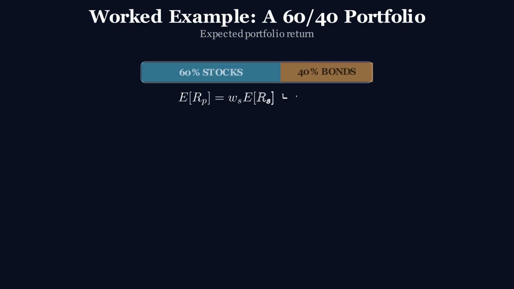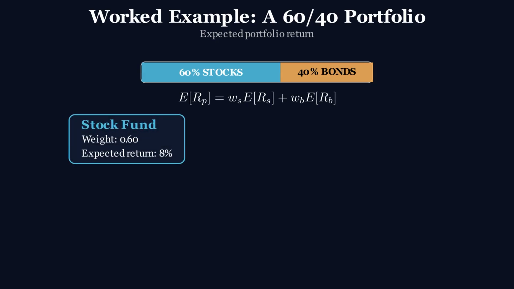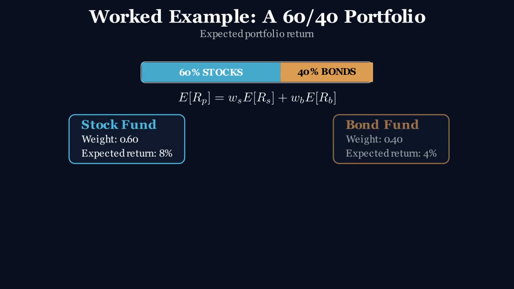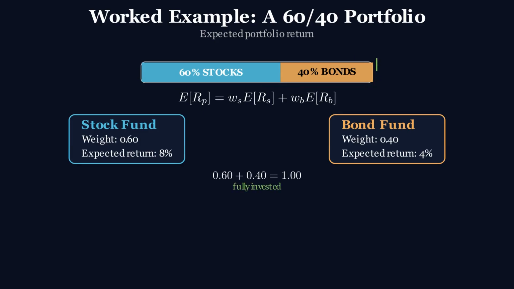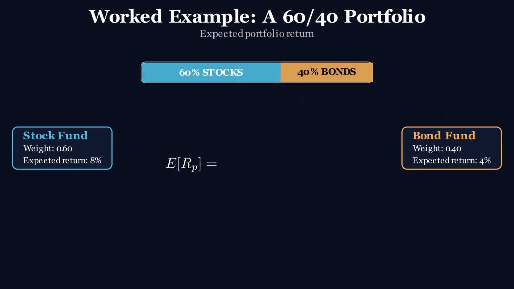Suppose 60% of a portfolio is invested in a stock fund. The stock fund has an expected annual return of 8%. The remaining 40% is invested in a bond fund with an expected return of 4%. Start with the portfolio formula and substitute the values carefully. The expected portfolio return equals 0.6 times 8% plus 0.4 times 4%.